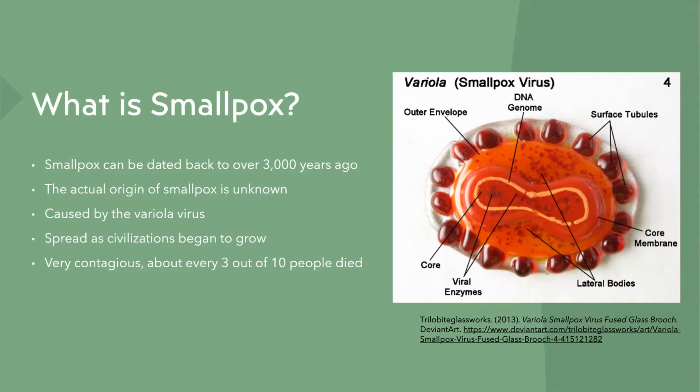Again, smallpox was very contagious, and about every 3 out of 10 people who had smallpox died, and almost all the people who did survive the disease had permanent scars over the larger areas of their bodies and mainly acquired scars on their faces, with some people even becoming blind.